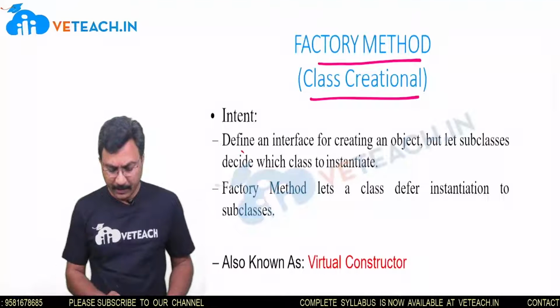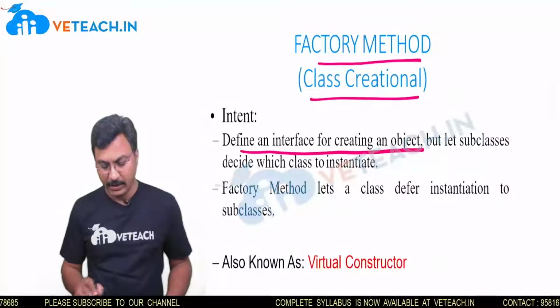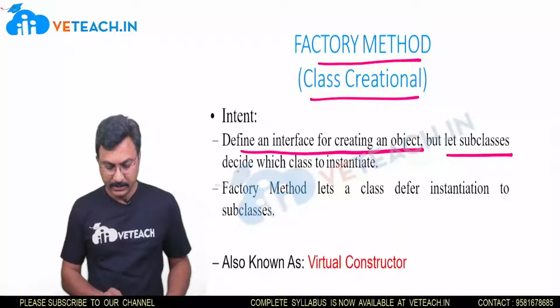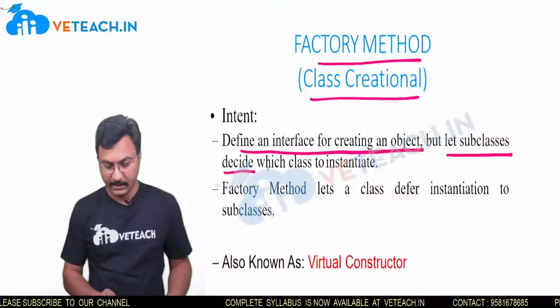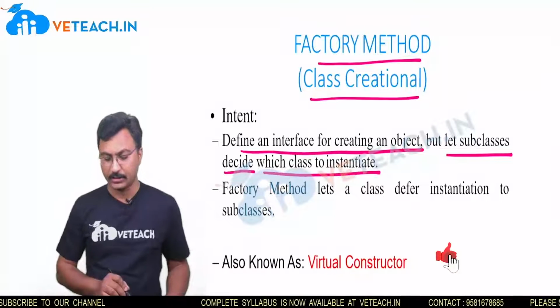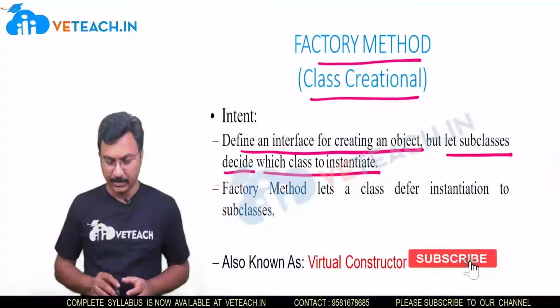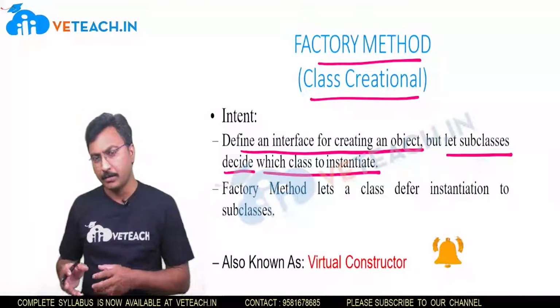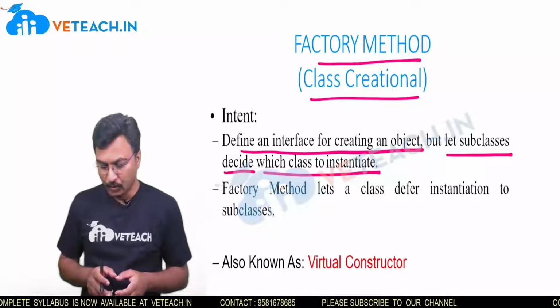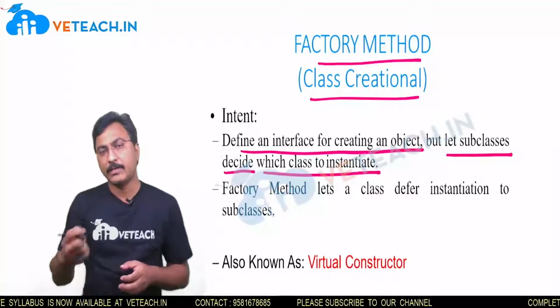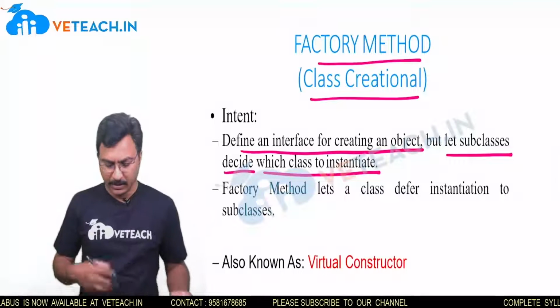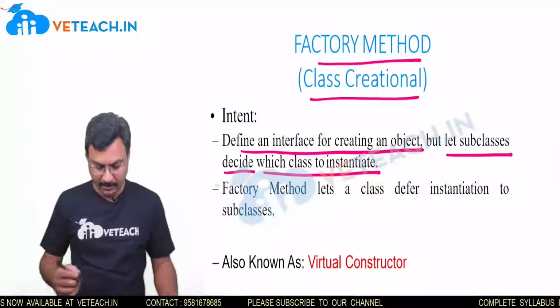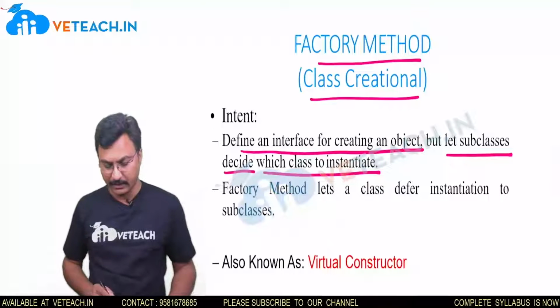The intent: define an interface for creating an object, but let subclasses decide which class to instantiate. So the intent is very clear. It helps us to create an interface for creating an object, but it will let you select by yourself a subclass which you would like to instantiate. That selection is the advantage with a factory method.